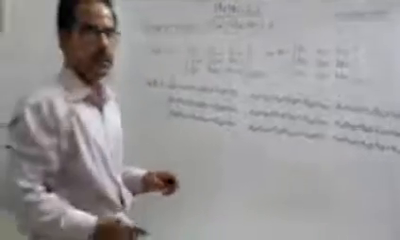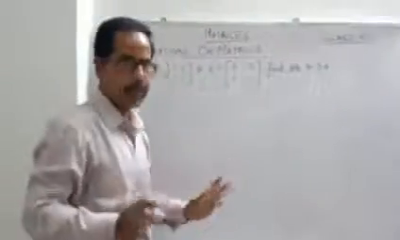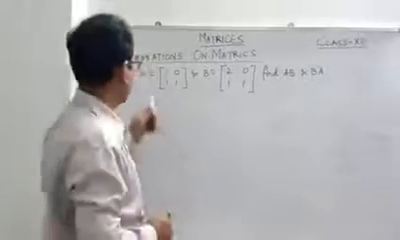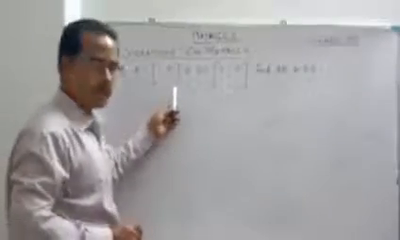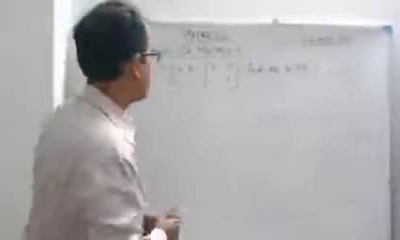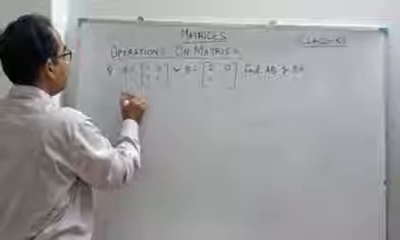Yes students? Okay. So let us explain these matrix multiplications by taking one example. I have taken one matrix A equal to [1 0; 1 1], obviously a 2 by 2 matrix, and B equal to [2 0; 1 1], that is also a 2 by 2 matrix. Now let us find AB first. So what will AB be?